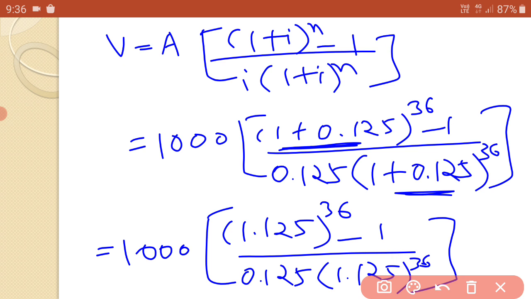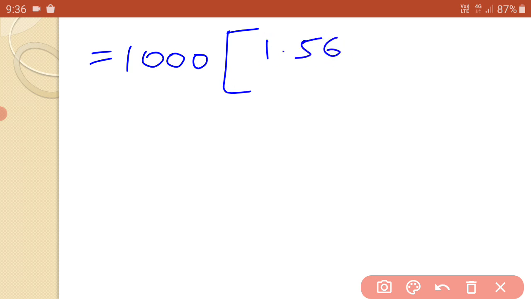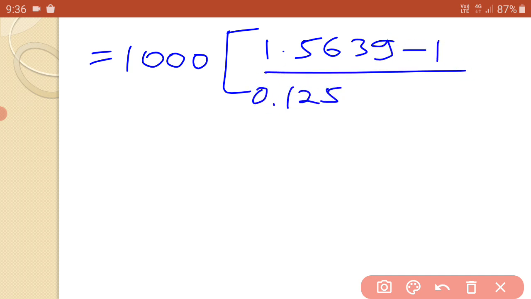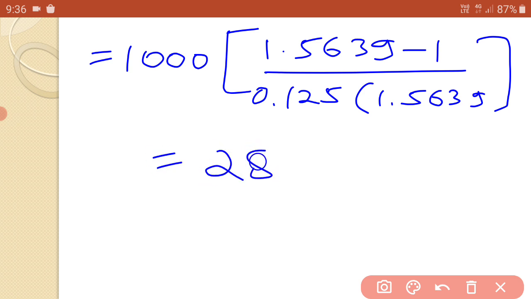Now the next step is thousand into the bracket 1.5639 minus 1 upon 0.125 into the bracket 1.5639, and you get the final answer, 28,847.